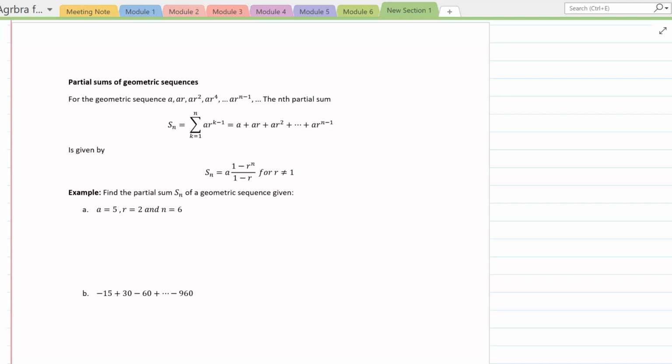The partial sum of the geometric sequence is given by the formula S of n equals a times (1 minus r to the n) divided by (1 minus r), for r not equal to 1.